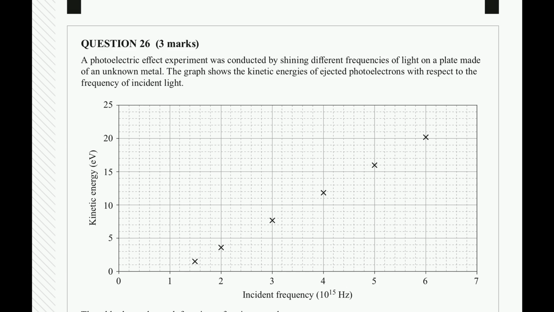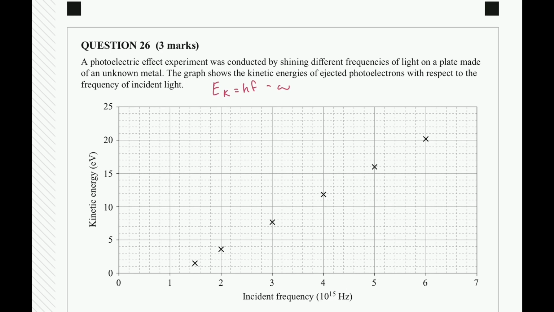I would like to think about what formulas might be apparent. The one that comes straight to mind is the photoelectric effect formula: EK is equal to HF minus W. H is Planck's constant, F is our incident frequency, and W is our work function. Our work function is the energy we have to overcome to actually eject an electron.